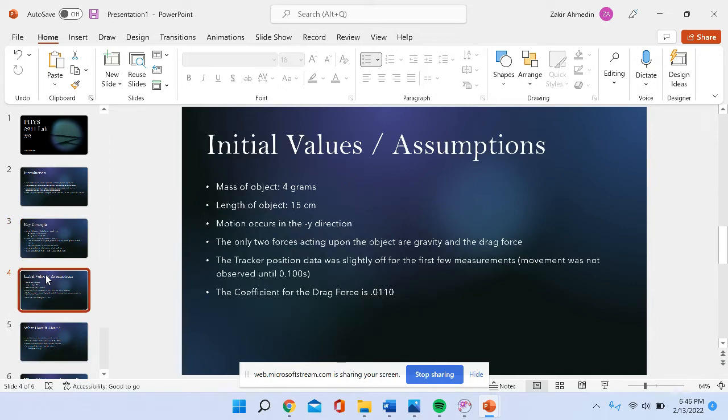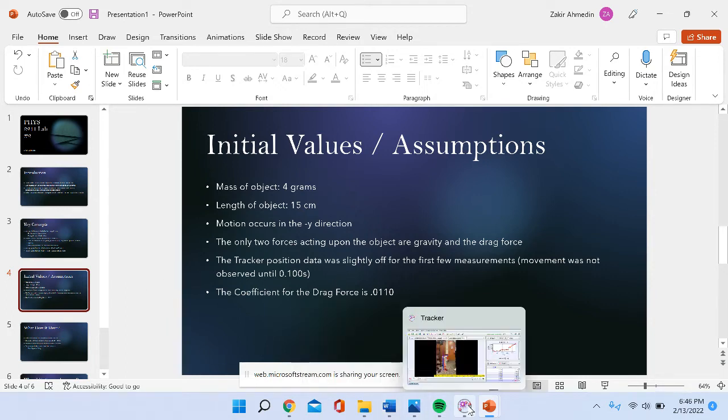So, initial values and assumptions. I dropped a mask which had a mass of 4 grams and was 15 centimeters long. I assumed that motion occurred in the negative y direction and that the only two forces acting upon the system are the gravitational force and the drag force. And a caveat to my data was that the tracker position data was slightly off for the first few measurements. Movement was not observed until 0.1 seconds into the video, and the coefficient for the drag force was 0.011, which again was determined via GlowScript.